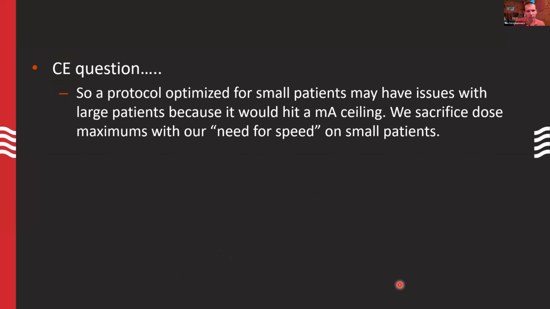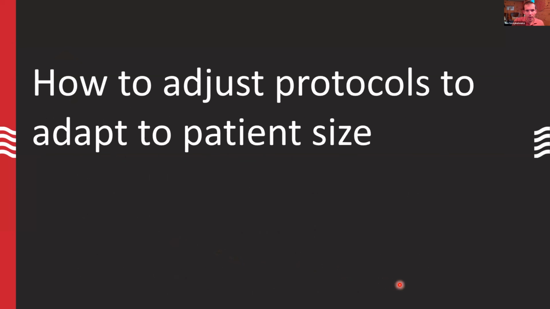All right, so another CE question: if a protocol is optimized for small patients, it may have issues with large patients because it would hit an mA ceiling. So we kind of sacrifice dose maximums for our need for speed on small patients. Okay. So now, how do we adjust protocols to adapt to patient size?